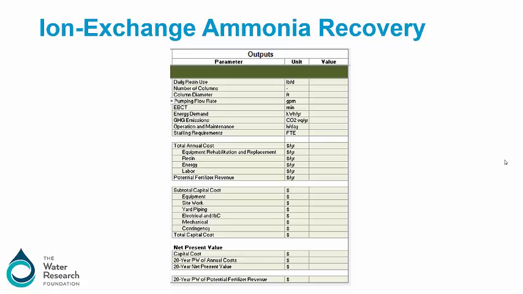The model-generated outputs include resin usage, number and diameter of columns, pumping flow rate to maintain minimum hydraulic loading rate or EBCT, energy demand, greenhouse gas emissions from ion exchange resin production, O&M and staffing requirements, total annual costs including equipment rehabilitation and replacement, resin, energy, and labor, potential fertilizer revenue generated from land applied ammonia saturated resin, capital cost, and 20-year net present value.